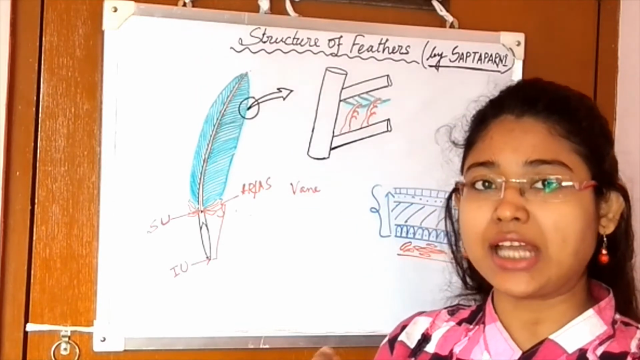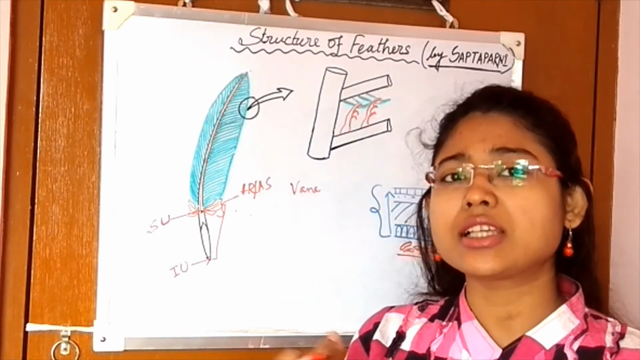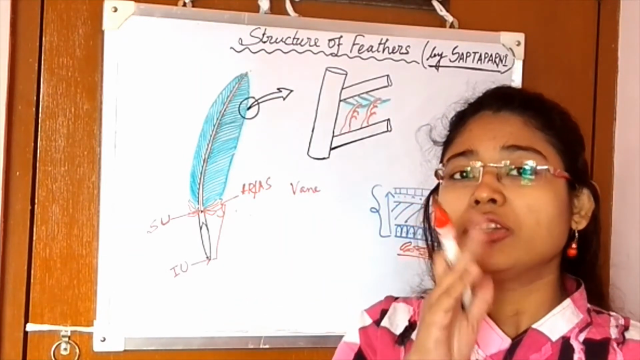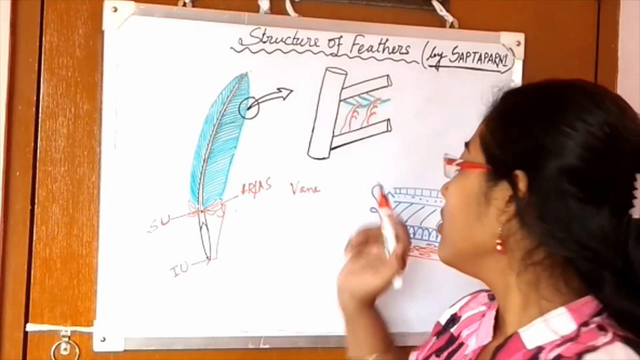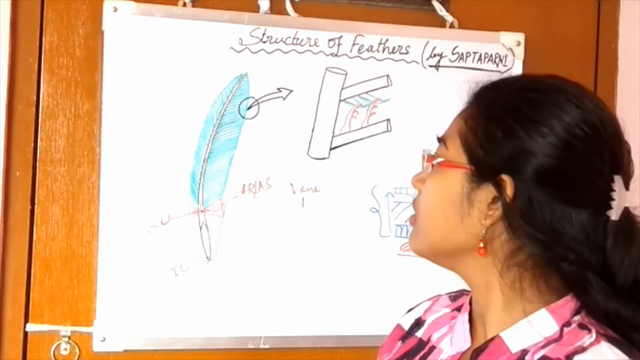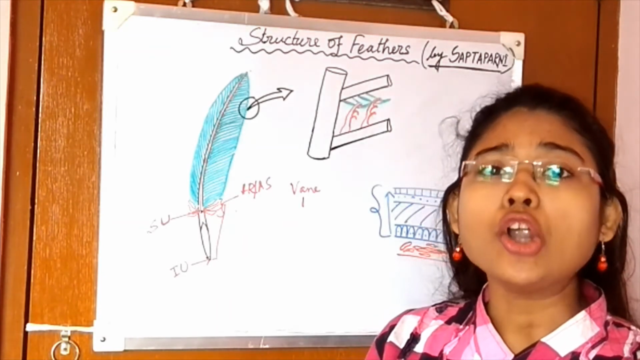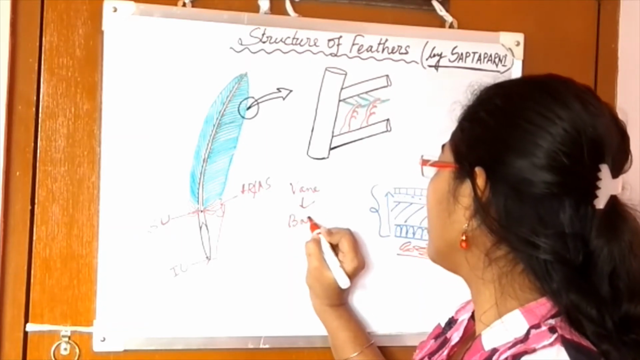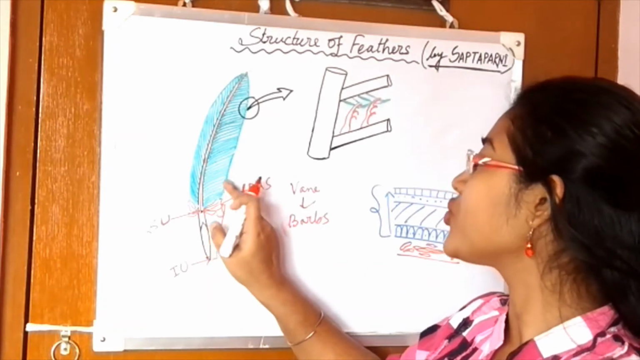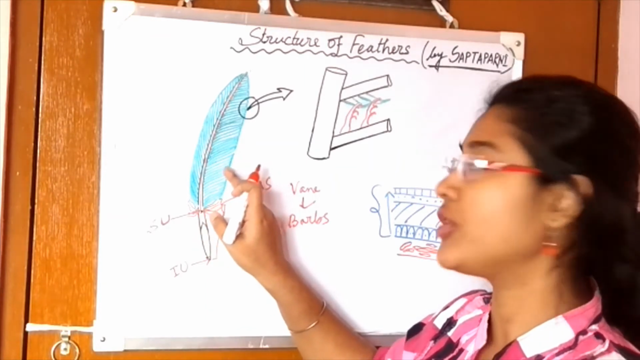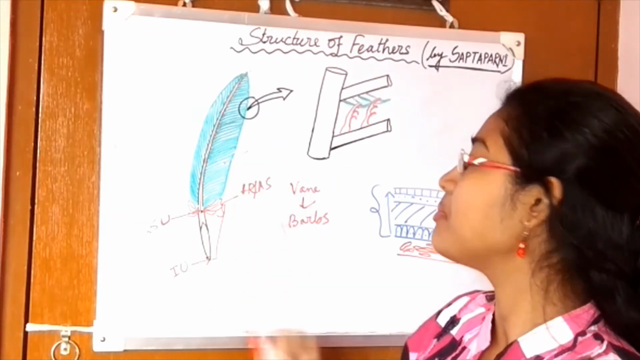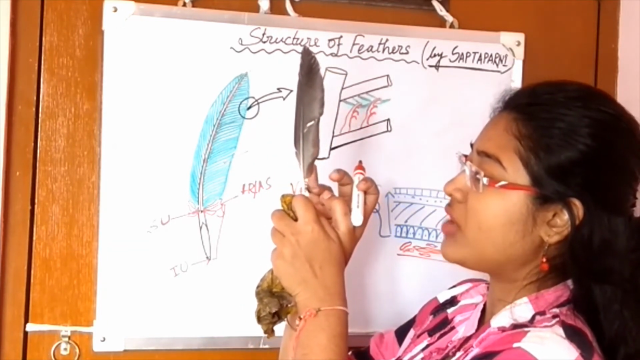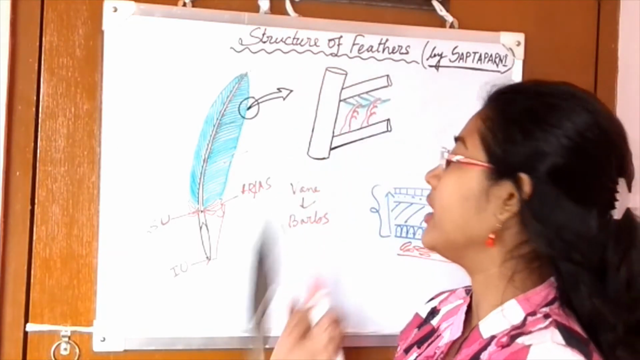Vein or vexillum is nothing but parallelly running threads or the laminar structure of a feather. Okay. The vein consists of various numbers of barbs or the rami. So, vein consists of barbs. Each thread-like strand of a vein is known as the barb.